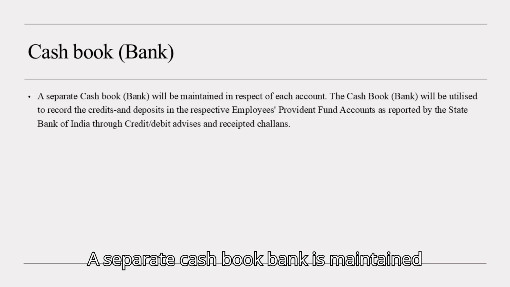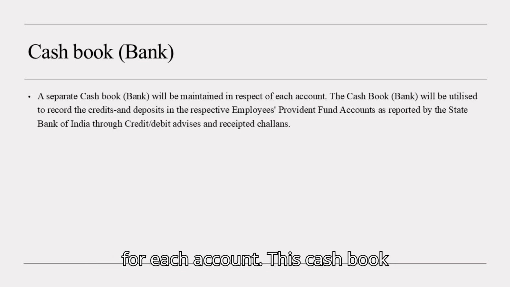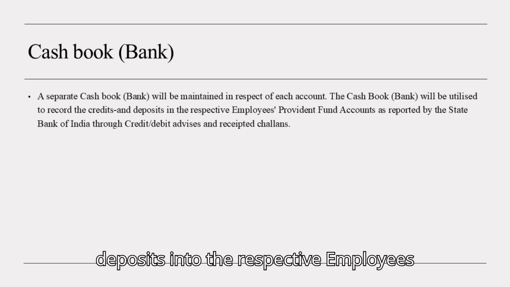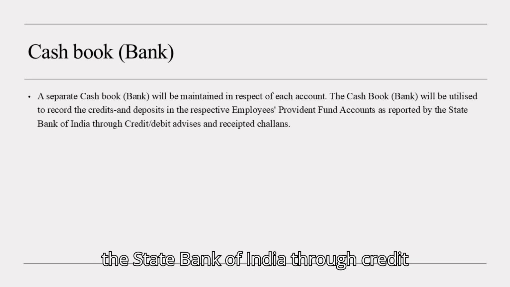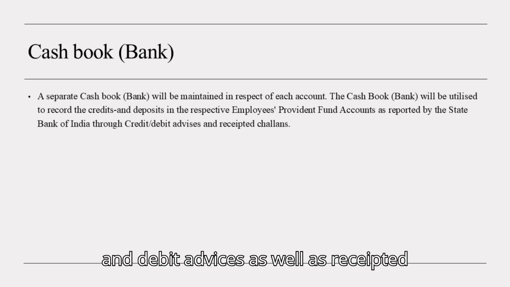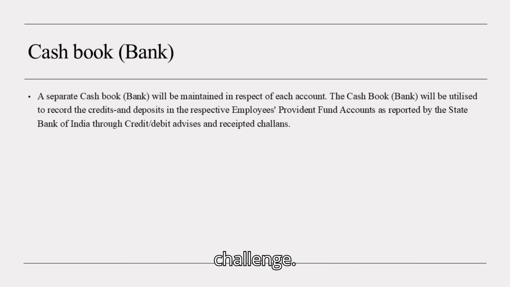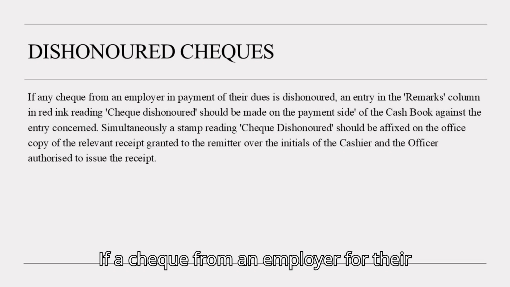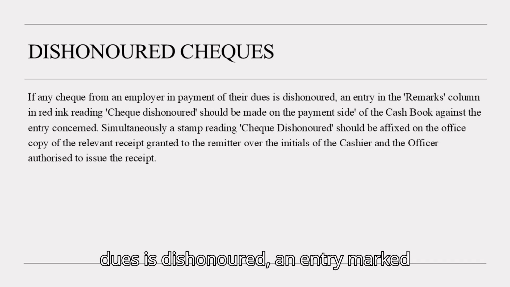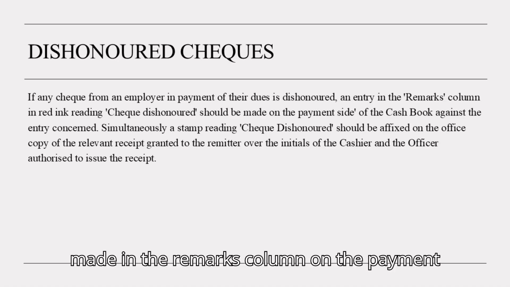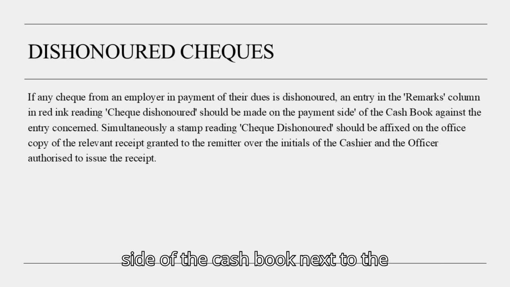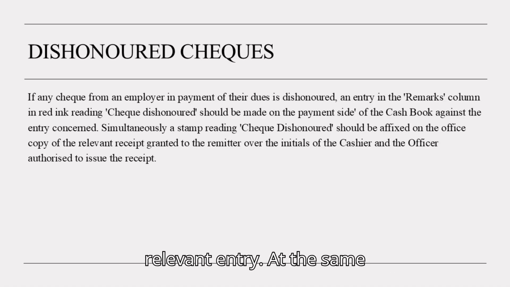A separate cash book, bank, is maintained for each account. This cash book is used to record all credits and deposits into the respective Employees Provident Fund accounts, as reported by the State Bank of India through credit and debit advices, as well as receipted challans. If a check from an employer for their dues is dishonored, an entry marked "Check dishonored" in red ink must be made in the remarks column on the payment side of the cash book, next to the relevant entry.